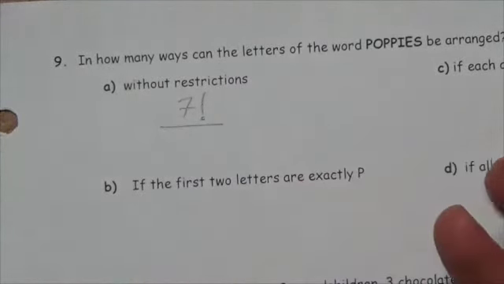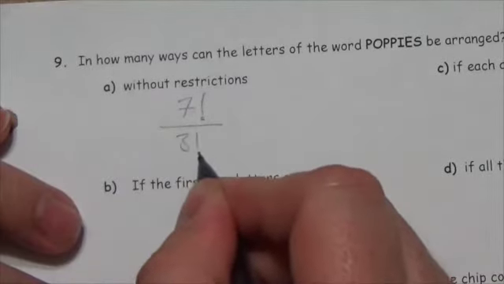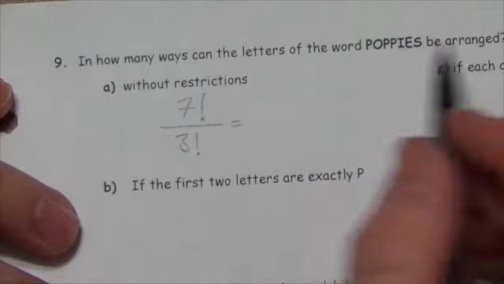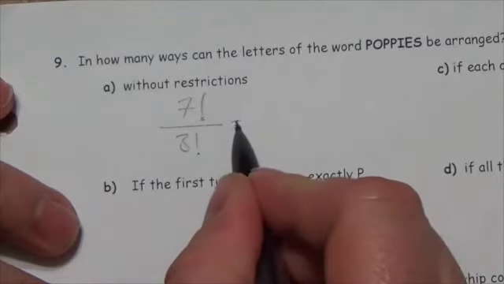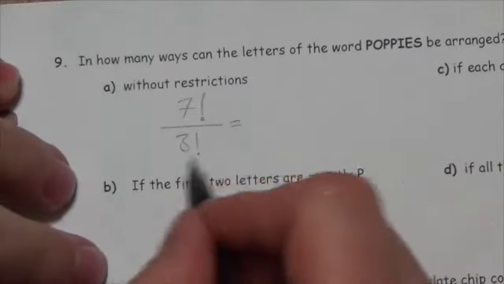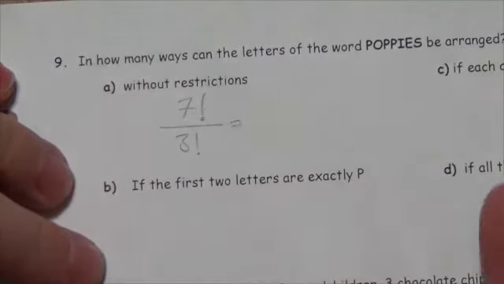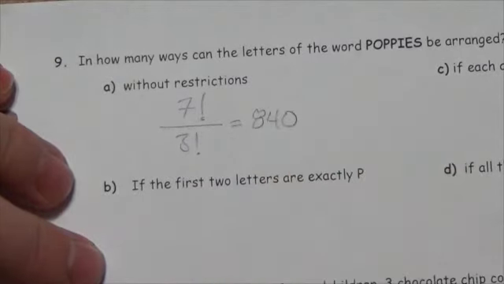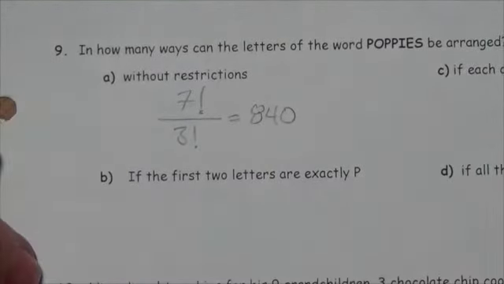And then we've got the 3 P's, and so 3 factorial. Because remember, in the numerator, we treat them all as if they're different, like the 3 P's are unique. And then in the denominator, we identify that no, they're not. In 3 factorial different ways, you can arrange those P's, and it won't make a difference. And when you divide those out, you get 840 different unique permutations.